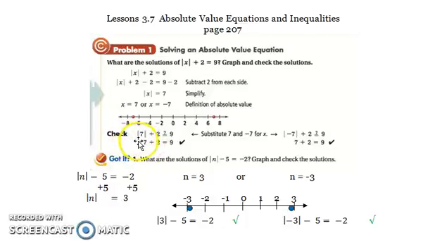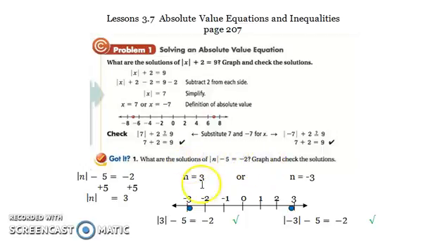Then to check your answer, you literally just plug them back in. So if we put 7 in there, 7 plus 2 is 9. If we put negative 7 in there, the absolute value makes it 7 plus 2 is still 9. So we're good. Okay. What are the solutions of the absolute value of n minus 5 equals negative 2?